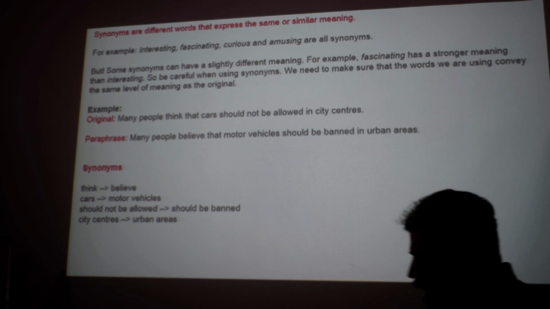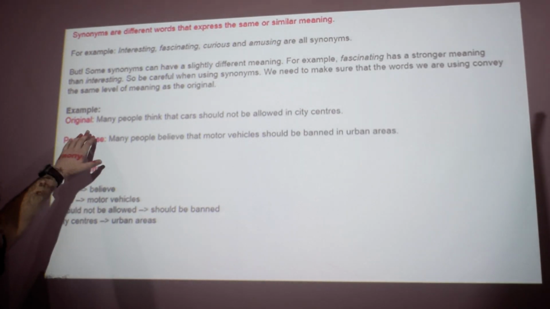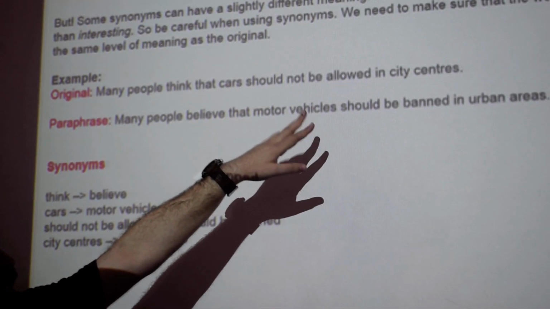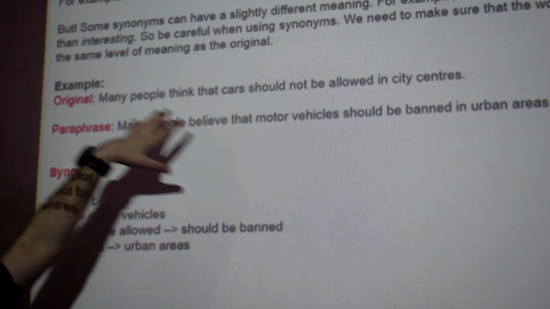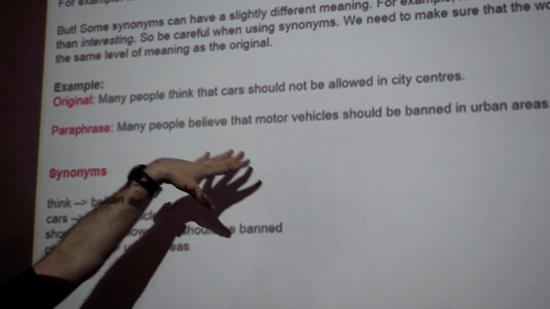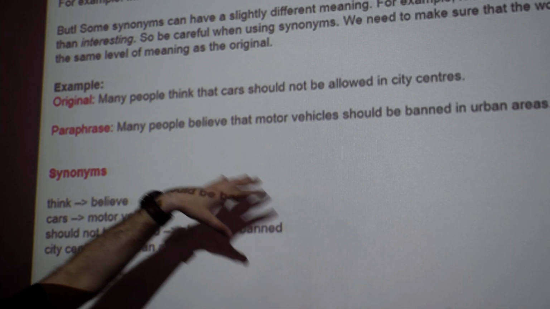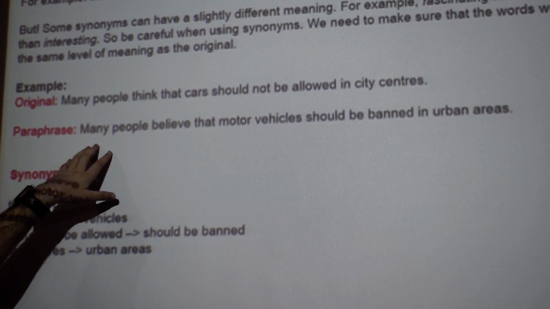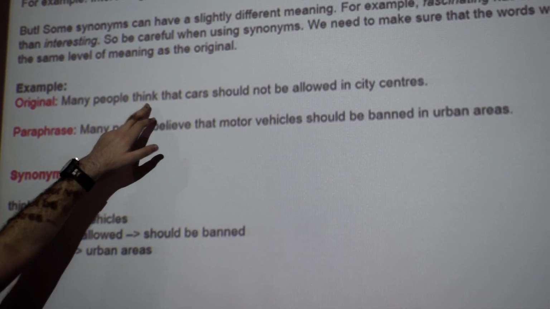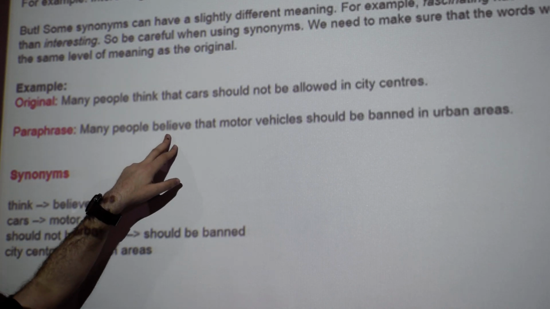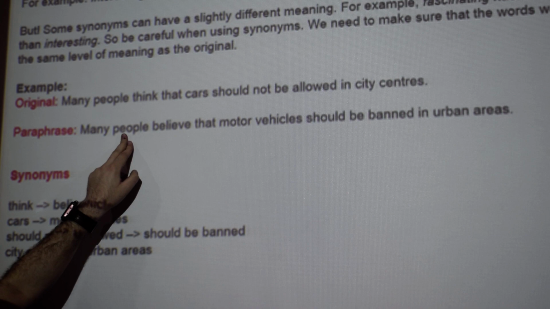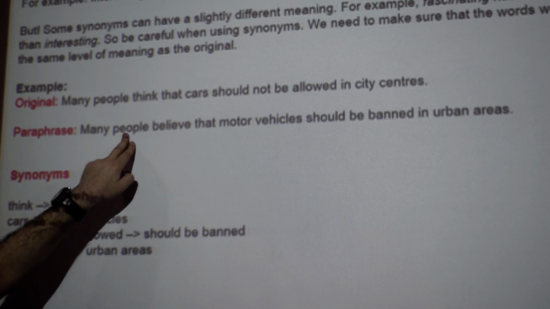We have an example here. Many people think that cars should not be allowed in city centers. We have converted this into a paraphrased paragraph. How? Many people, in place of think, we have used believe. In place of people, I can convert into individuals. Many people, many individuals.